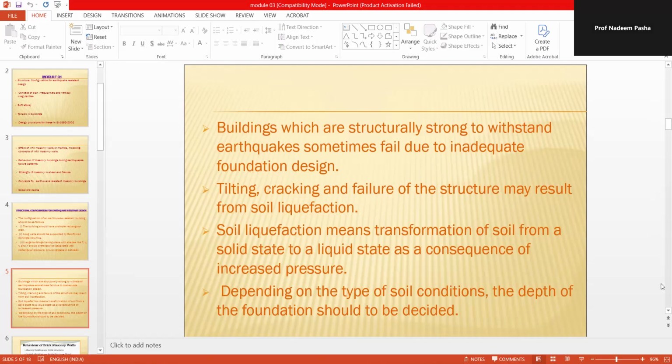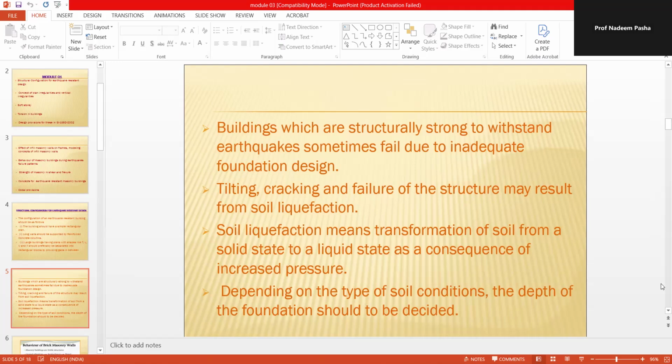So what exactly is soil liquefaction? Soil liquefaction means transformation of soil from a solid state to liquid state as a consequence of increased pressure. So soil liquefaction means what? Transformation of soil from solid to liquid state as a consequence of increase in pressure. Normally we think and assume that soil is solid. Yes, it is solid.